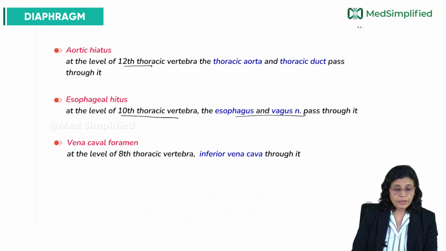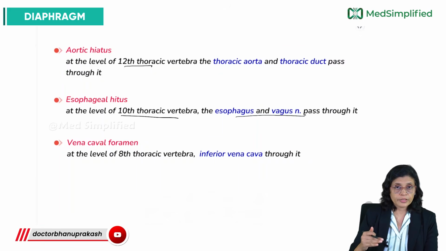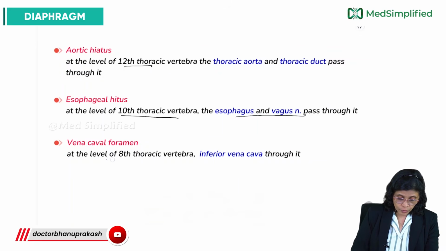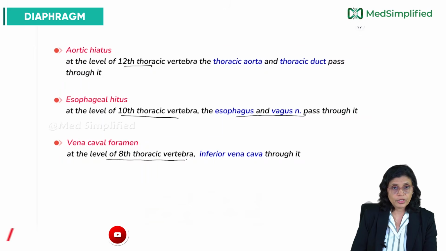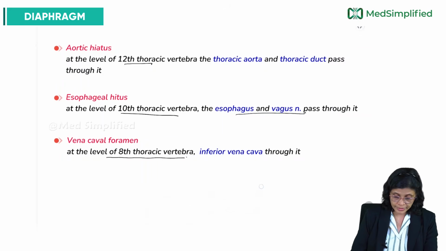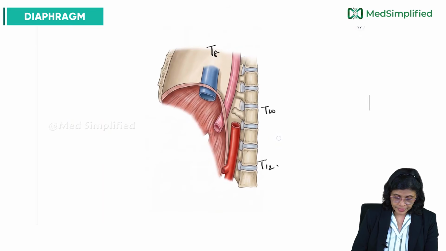And the vena caval opening, so the esophagus from the thorax enters through the esophageal opening where it opens into the stomach. And the vena caval opening is at the T8 level. So the inferior vena cava will pass through that and enters the thoracic cavity.